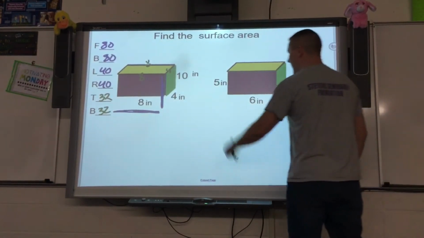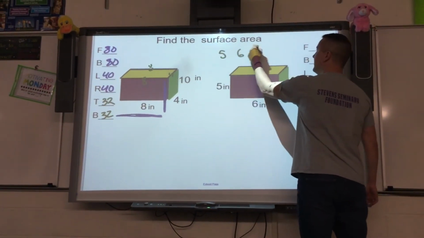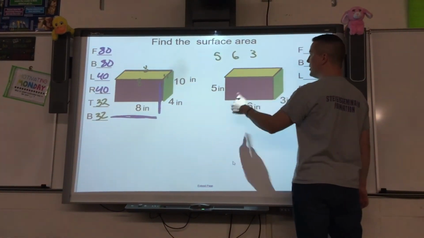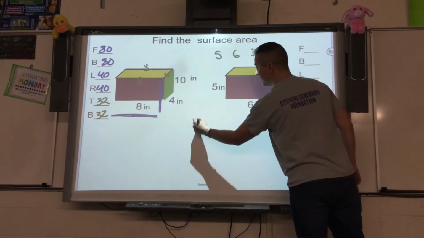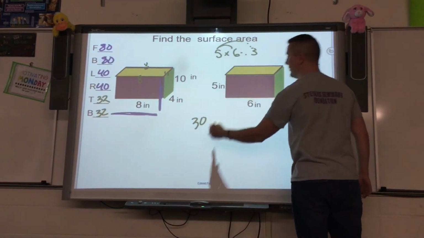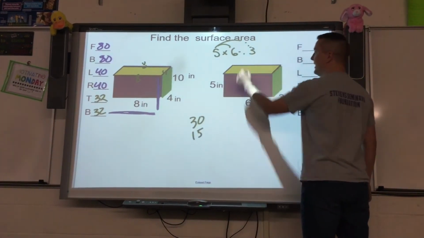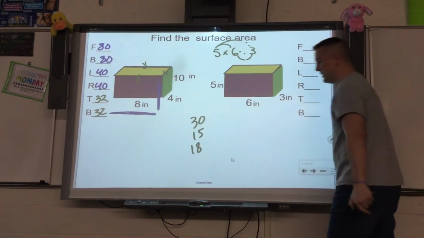All right. We got 5, 6, and 3. Now, to make sure, I better have 5 times 6, 30 better show up someplace. And 5 times 3, 15 is going to show up someplace. And 6 times 3, 18 is going to show up at some point in these shapes.